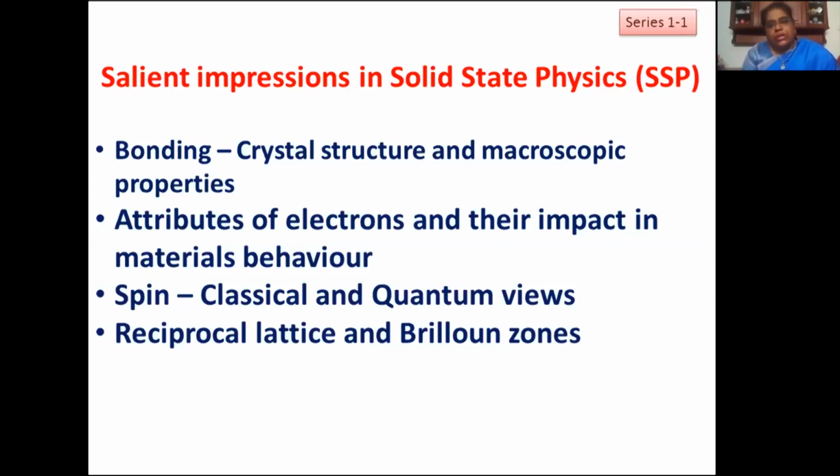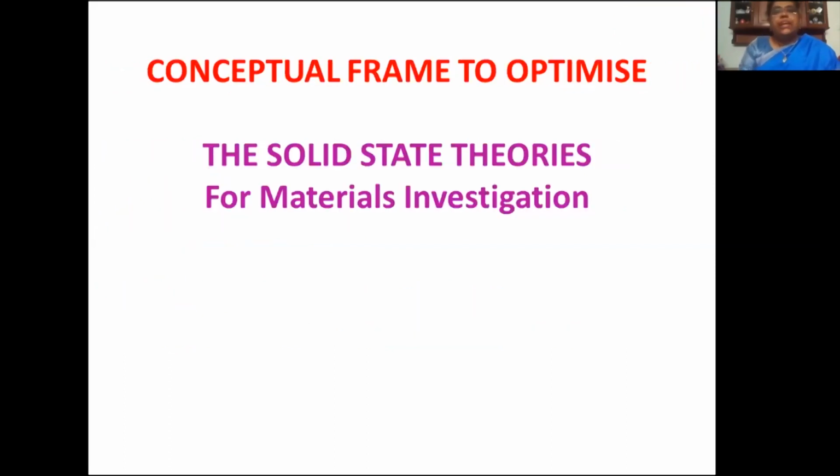Then the reciprocal lattice and Brillouin zone, that is the most important thing for the experimentalist and also for the theoreticians, because we are doing everything in that first Brillouin zone. So what is the significance of that first Brillouin zone is a very important thing which we need to understand to proceed. Fine. Now, let's do the conceptual frame to optimize the solid state theories for materials investigation.